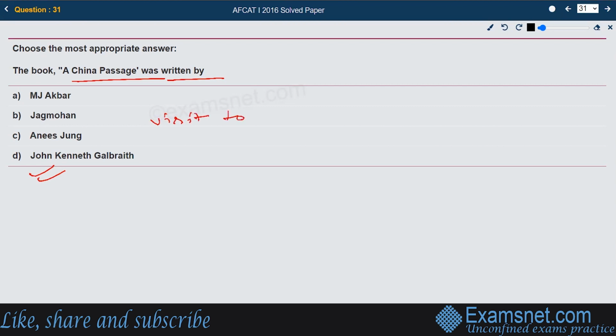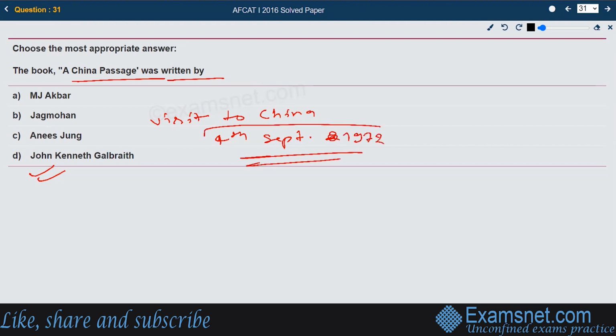What is the content of this book? It is his experiences, his reminiscences of his visit to China, which was on 4th of September 1972. About those experiences he has written in the book called A China Passage, and the writer is John Kenneth or J.K. Galbraith. That is the right answer.